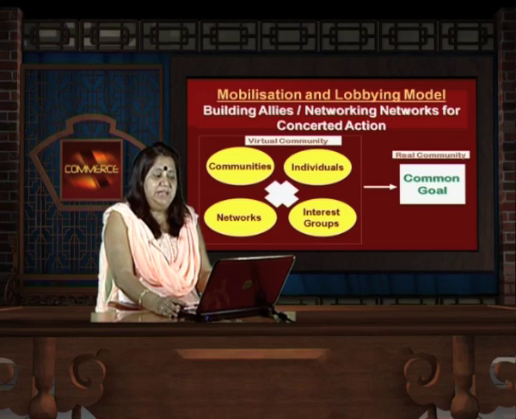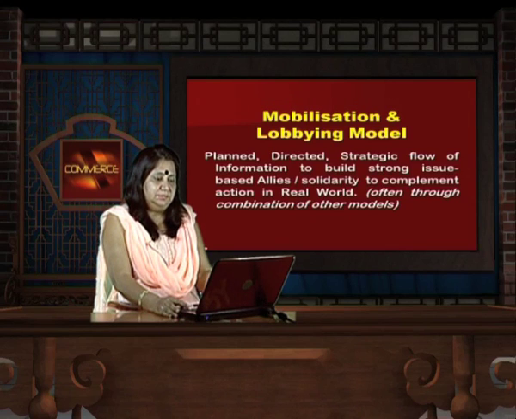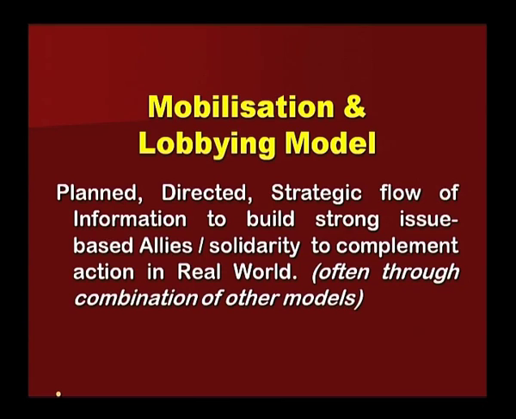They interact with the individuals, and these individuals form a network of interested people who have a value or who have a say in the opinion and who have a say in the framing of the strategies, and can design a common strategy and an accurate, efficient process to go to the wider domains of public. The mobilization and lobbying model is a planned, directed, strategic flow of information to build strong issue-based allies, solidarity to complement action in the real world, often through a combination of other models.